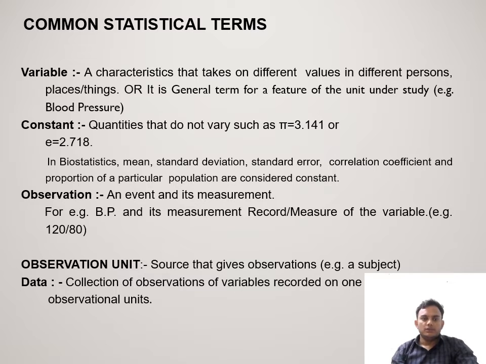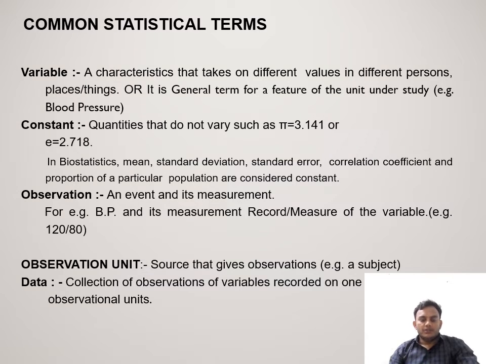Now, what is a constant? These are the quantities that do not vary, such as pi and the exponential value. So these are universal constants. Just like these values, in statistics the mean, standard deviation, standard error, correlation coefficients, and proportions of a particular population are considered as constants for that particular sample.